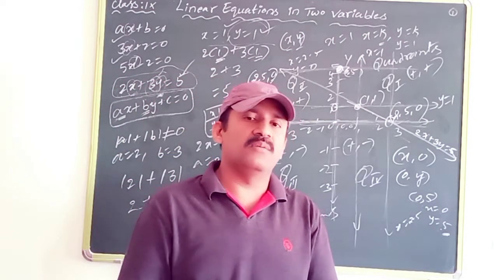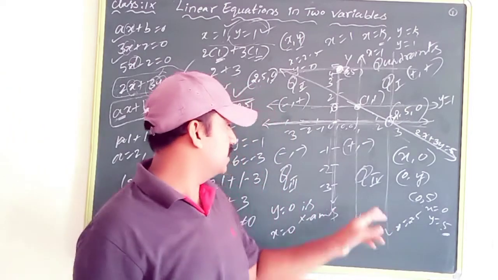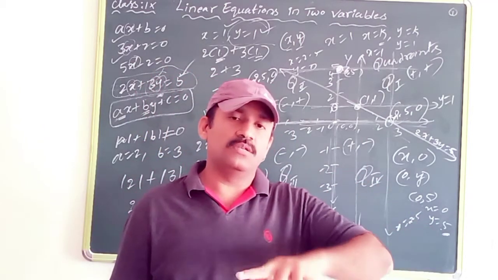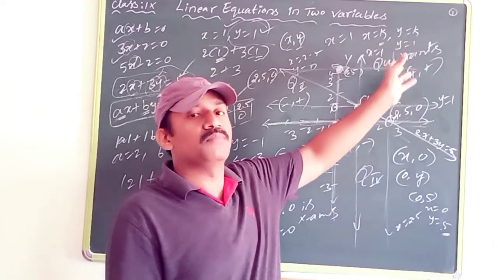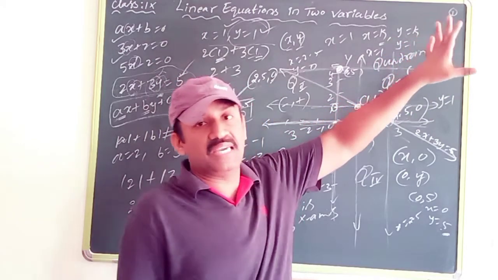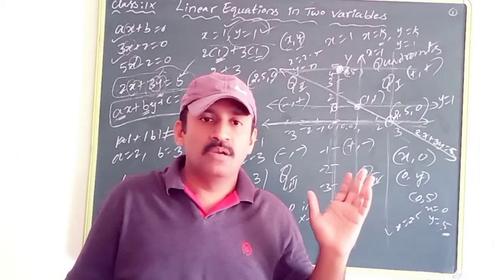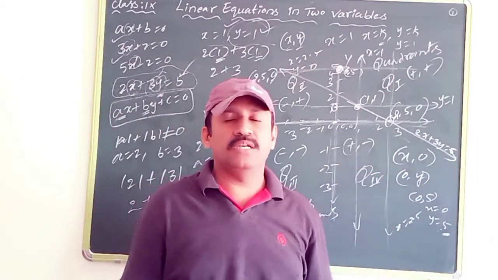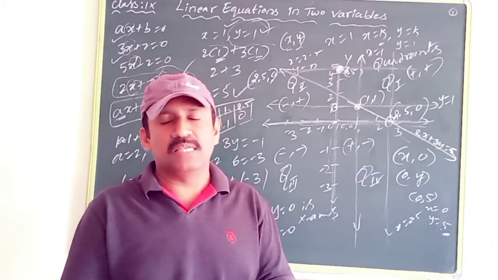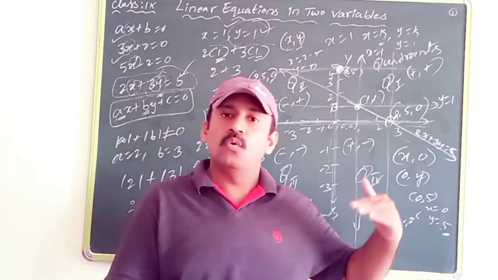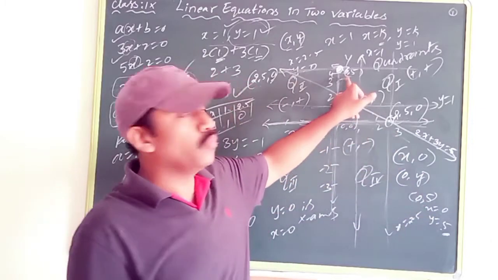So from this we got many points: x is equal to 0 is the y-axis, y equal to 0 is the x-axis. X is equal to k is a line parallel to the y-axis at k unit distance. K means any constant, any number you can take. Y equal to k is a line parallel to the x-axis at k unit distance. Okay, so x is equal to 0 is the y-axis, y is equal to 0 is the x-axis. A point x comma 0 lies on the x-axis, and 0 comma y is a point that lies on the y-axis.